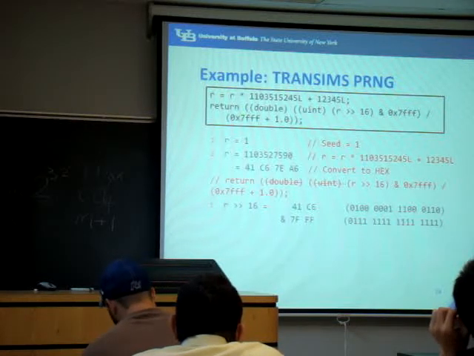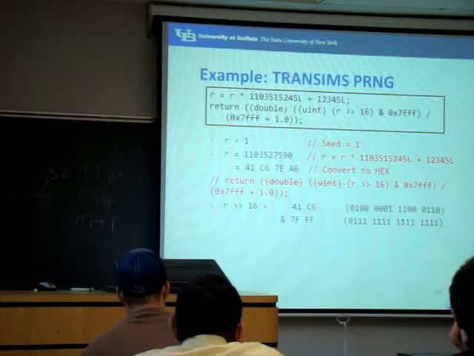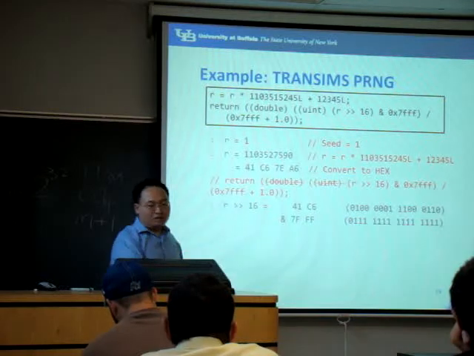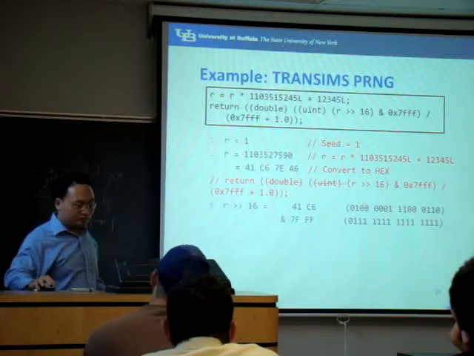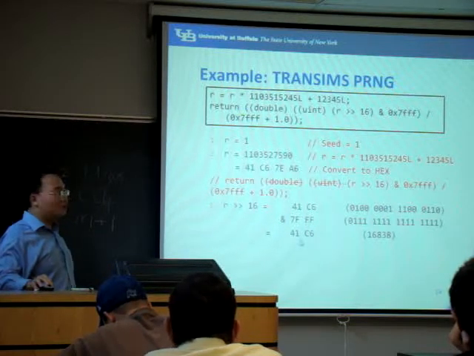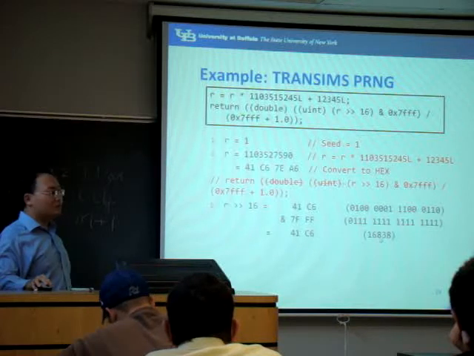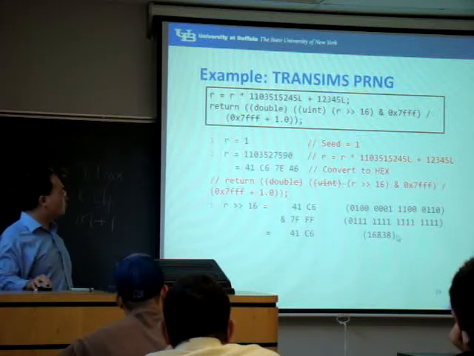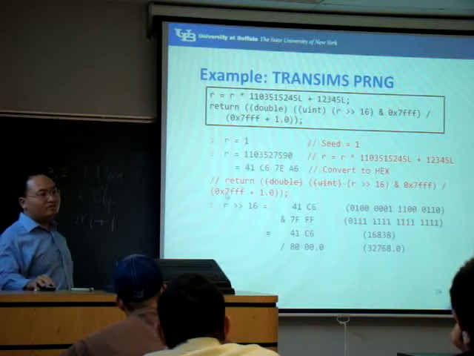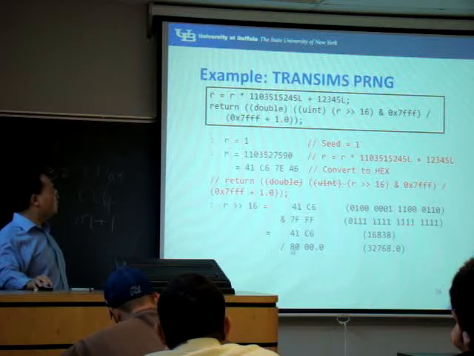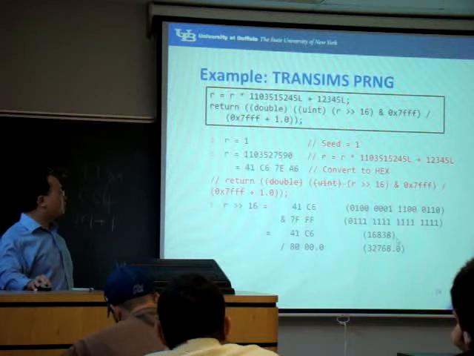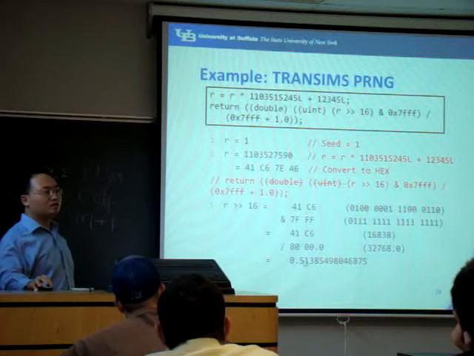This is the same thing as the modulus operator. This is divided by 2 to the power of 16. Then the result will be 41C6 still, and it's equal to this number in decimal. And if we divide it by this number, this 7FFF plus 1.0 is equal to A000 plus 0.0. Right? Divide this, and we get this output.